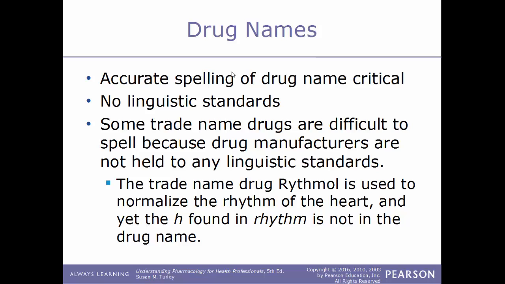Accurate spellings of drug names are critical, especially when you deal with very long and confusing names, and there are no linguistic standards when it comes to this. So some trade names are difficult to spell because drug manufacturers aren't held to any kind of standards. For example, the trade name drug Rhythmol is used to normalize the rhythm of the heart. But there's no H found in the trade name, even though there's an H in rhythm. So there's no linguistic standard that would require having a letter there or not.